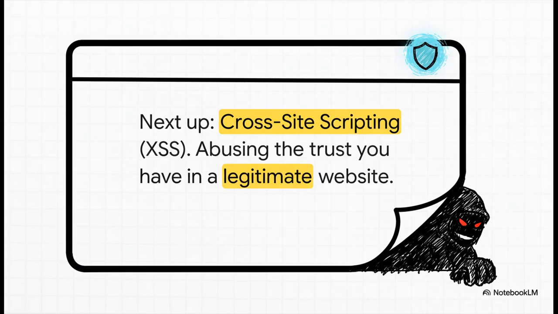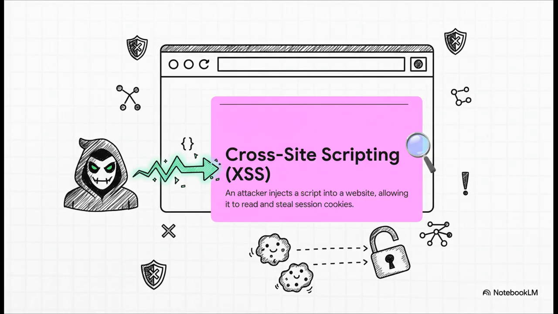Now this next method, this one's a lot more sinister, because it actually abuses the trust you have in a website you think is safe. With cross-site scripting, or XSS, an attacker finds a vulnerability on a legitimate website, maybe in the comments section or a forum post, and they inject their own malicious piece of code. So when you visit that page, your browser just loads it and runs the code, having no idea that it's malicious. That script can then be told to grab your session cookie and send it straight to the attacker. The scary part is, this all happens on a site you normally trust.